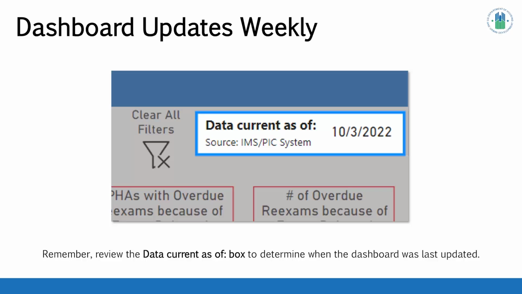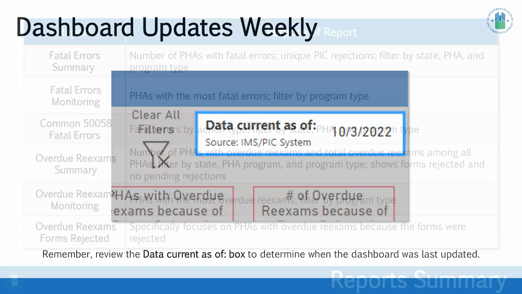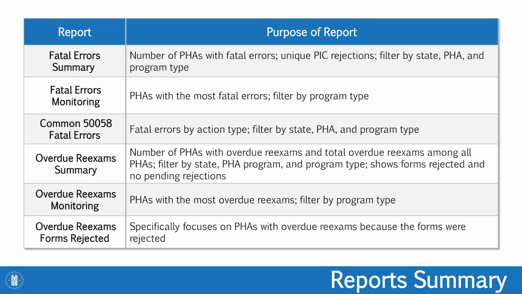HUD has created a request form for your PHA to submit. This form can be located on HUD's website, and you can also work with your PIC coach to review errors and submit the form. Teach your staff about PIC errors and what they mean, and how to avoid making PIC errors to help minimize the administrative burden of correcting PIC errors. Here is a summary of each of the 6 PIC Error Dashboard reports and the purpose of each report. Please take a moment to review and think about how each of these reports may be useful to your PHA.